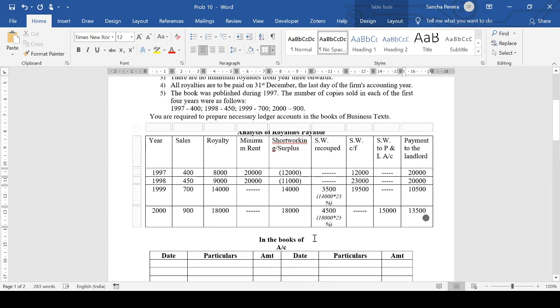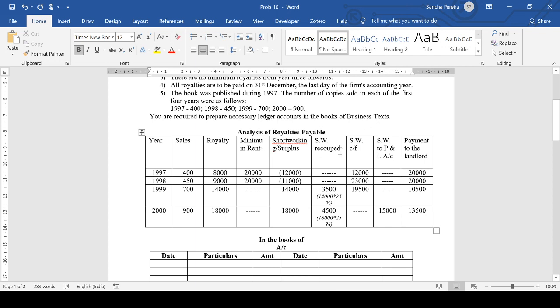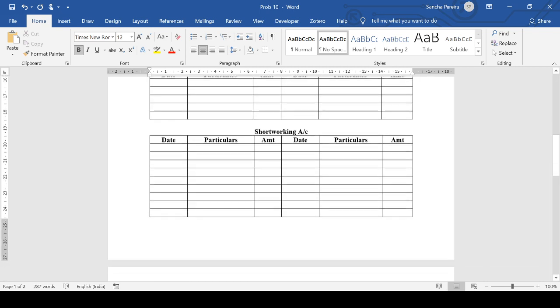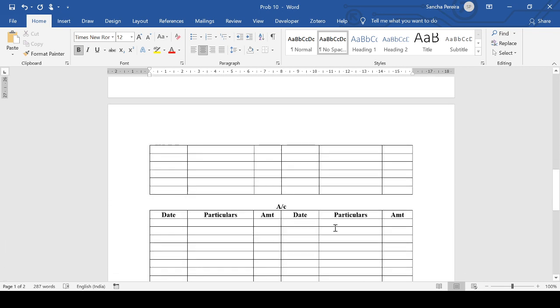So coming to the entries now, they've asked us to show the necessary ledger accounts in the books of Business Textiles. The first thing is the royalties account. Then we have the short working account. I'm doing it without minimum rent. And then we have the landlord's account, that is Professor A.K. Ahuja's account. Okay.